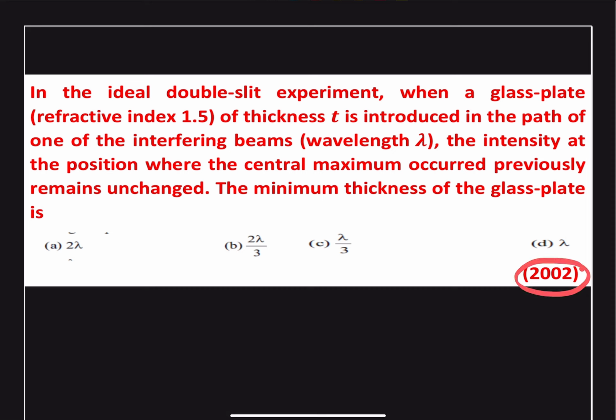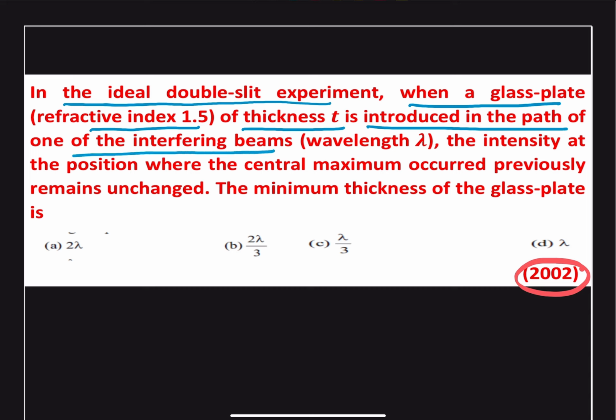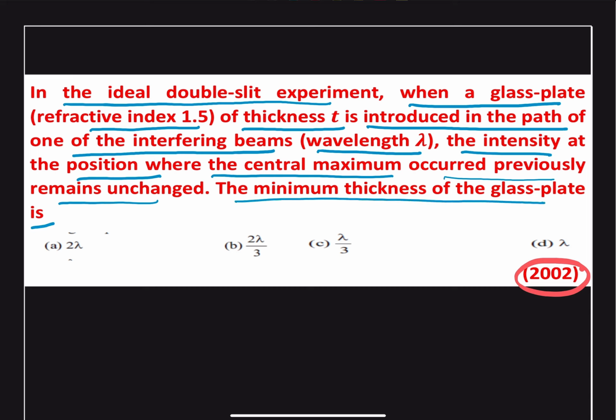So in the first question, which was asked in the year 2002, it states that in the ideal double slit experiment, when a glass plate of refractive index 1.5 and thickness T is introduced in the path of one of the interfering beams of wavelength lambda, the intensity at the position where the central maxima occurred previously remains unchanged. The minimum thickness of the glass plate is.